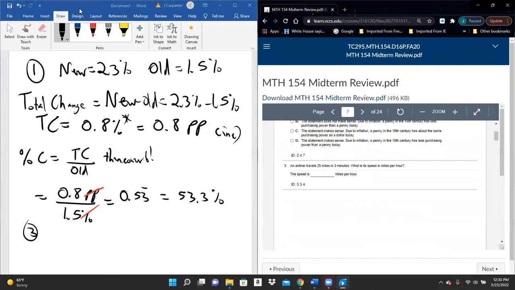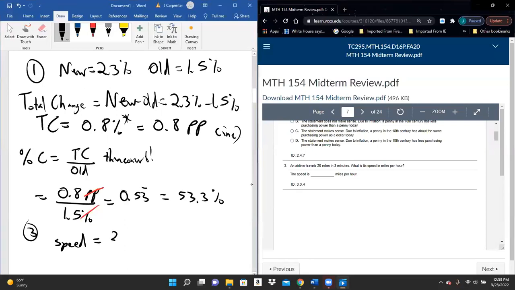An airliner travels 25 miles in 3 minutes. What is the speed in miles per hour? Here's a distance, here's a time, and speed is always a distance over time. That's literally a formula. But you don't even necessarily need to know that. If you see the units, you can see it's distance over time. So here's a distance, here's a time. So we just need to figure that out via a division.